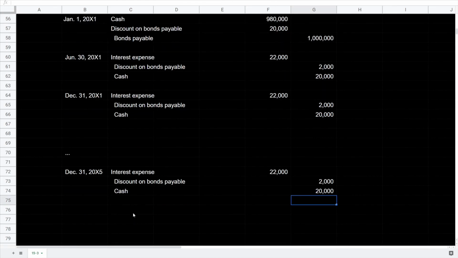But we know at the end of the life of the bond, the issuer must settle the bond with the maturity value. So we can now derecognize or settle the obligation of bonds payable, which was $1 million. We debit bonds payable $1 million, and we credit cash for $1 million.